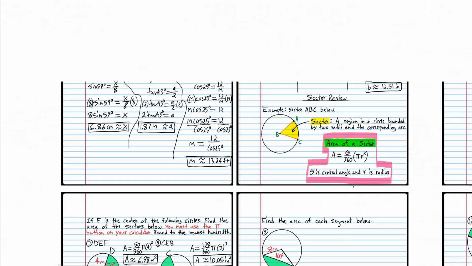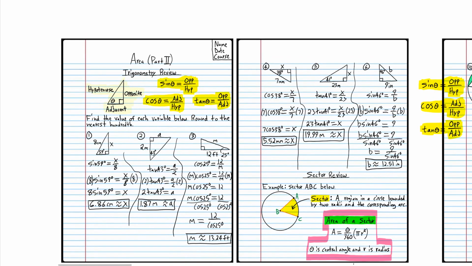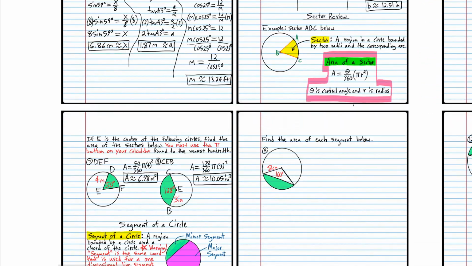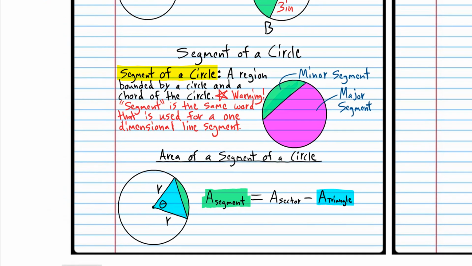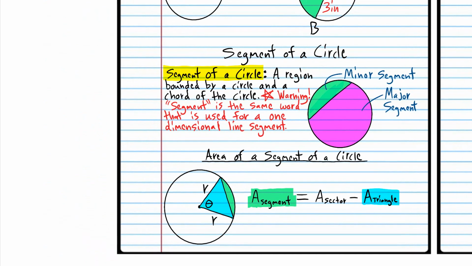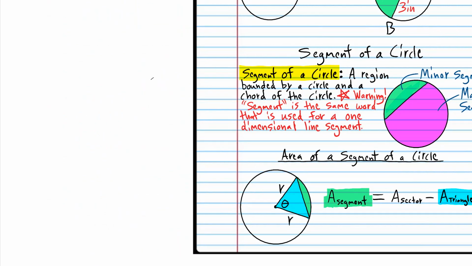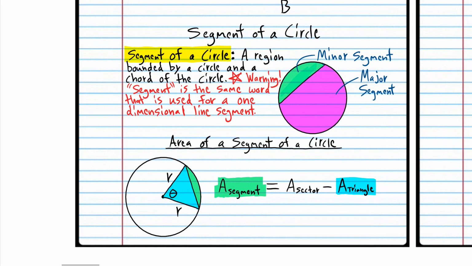So we reviewed the basic trigonometry, and we also reviewed how to find the area of a sector. And now we're going to use all that information to find the area of a segment of a circle. Now, you need to be aware that the word segment has been used to name a line segment. This is a segment, right? But now we're changing the definition of the word. It's going to be very confusing, because now when we refer to the segment of a circle specifically, that is something completely different.